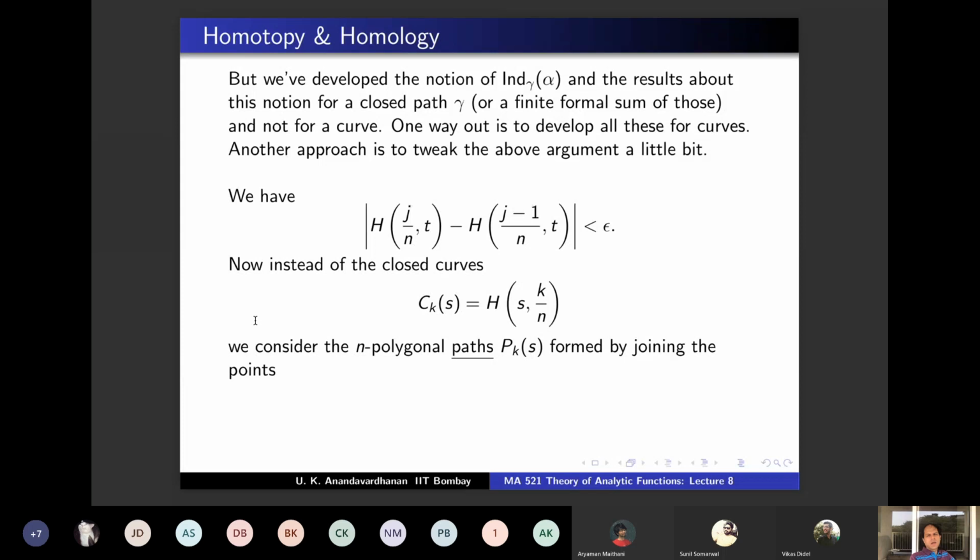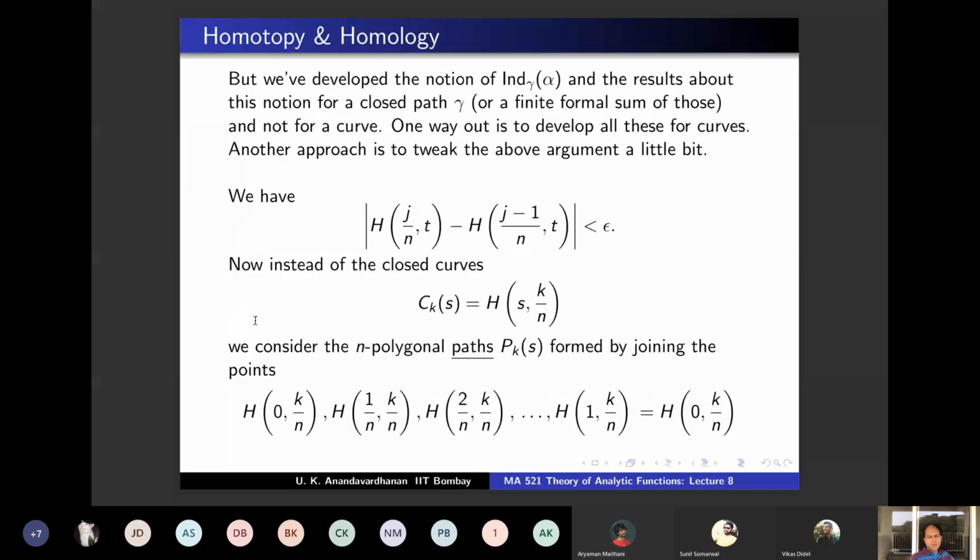And I will choose the points at correct distances. I will take h of 0 comma k by n, h of 1 by n comma k by n, h of 2 by n comma k by n, dot dot dot, h of 1 comma k by n. So how many points are there? N plus 1 many points. And h of 1 comma k by n is the same as h of 0 comma k by n because these are closed curves. So these n plus 1 many points you join by straight lines and you get a polygon. Now you have got a path, right? I have underlined path because these are polygons. So piecewise they are continuously differentiable because piecewise they are just straight lines.